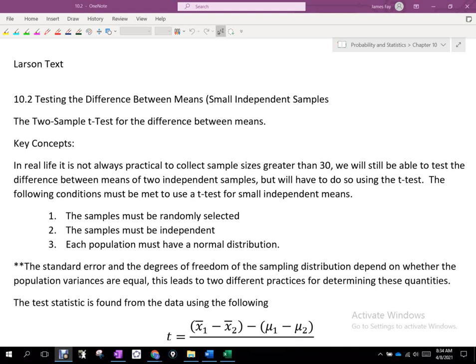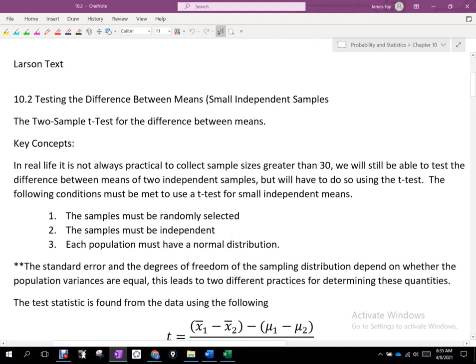If we have a sample size of less than 30, as with all testing and all confidence intervals we've done before, and we do not know the population standard deviation, we have to turn to a t-test. This is, as before, more real life and more applicable than the z-test, because generally we will have fewer than 30 samples and we will not know the population standard deviation. So we're still talking about the difference between two means.